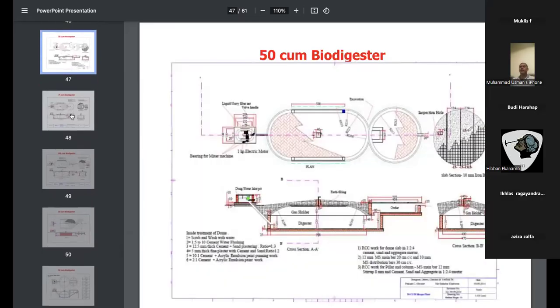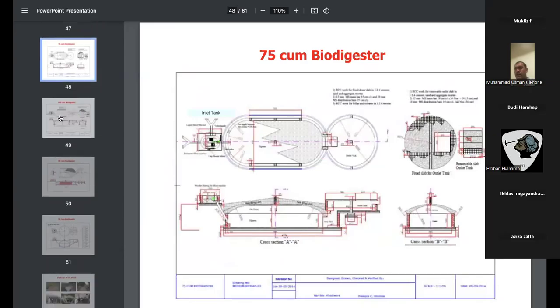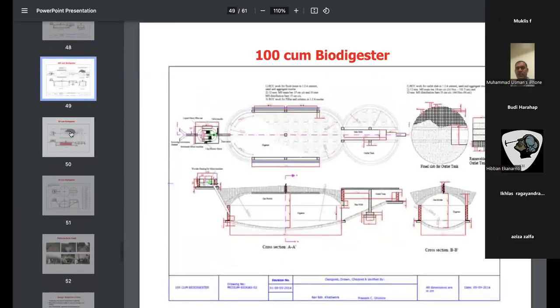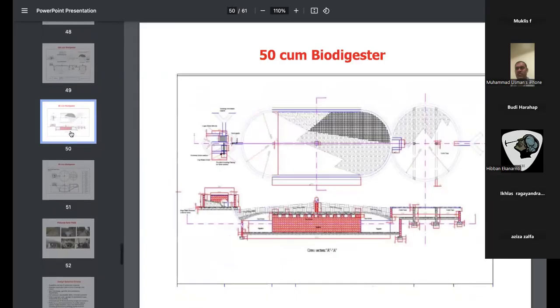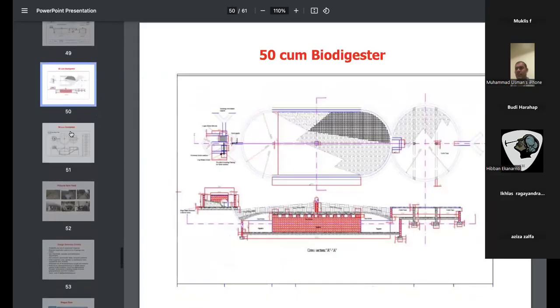So after that, there are some of the plants which we have constructed in Pakistan. This is 50 cubic meter. Next is 75 cubic meter. Next is 100 cubic meter. These are some of the projects which we have done. 50 cubic meter.